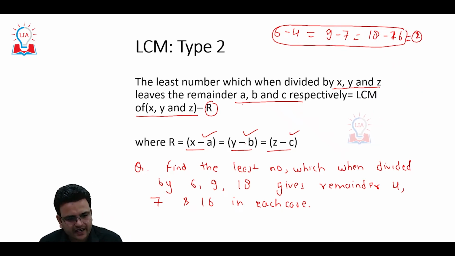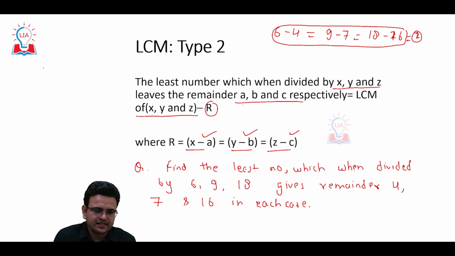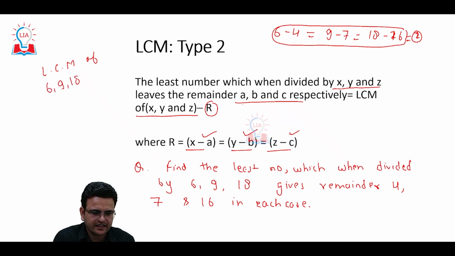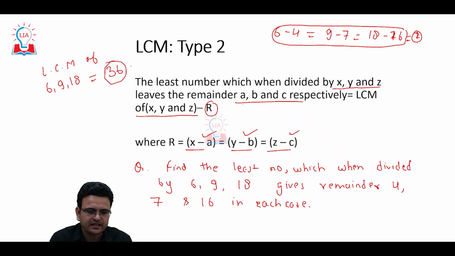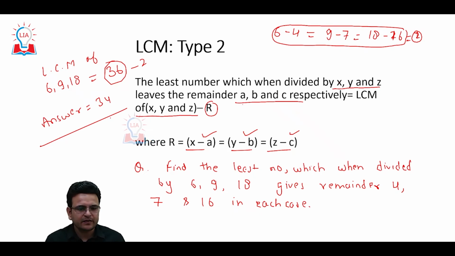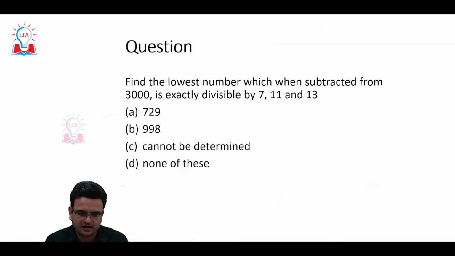Clear? So again we have to get the LCM of 6, 9, 18, which will be 18, and 18 minus 2. So the answer will be 34. So hope you are able to understand this concept. This concept is applicable, the only difference is the same. Now come to one more question.